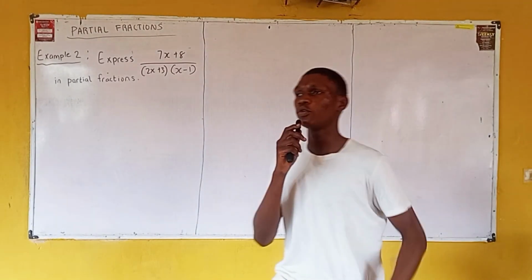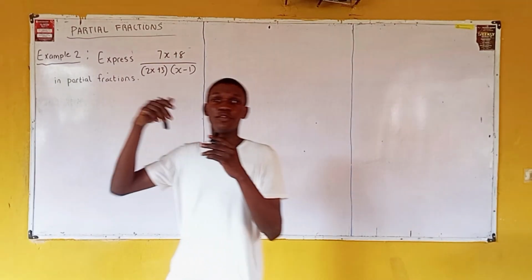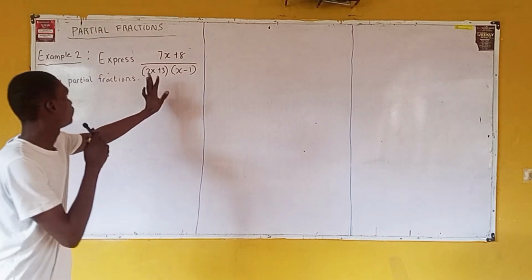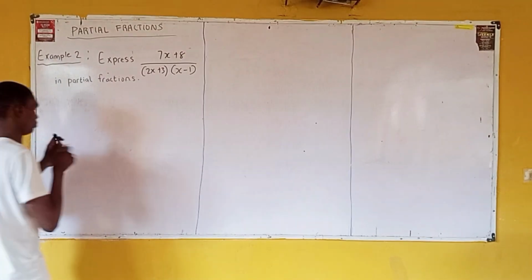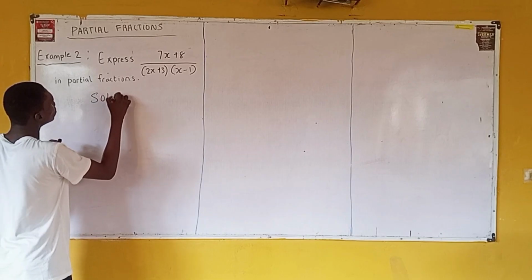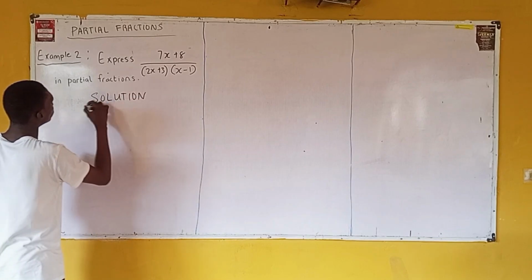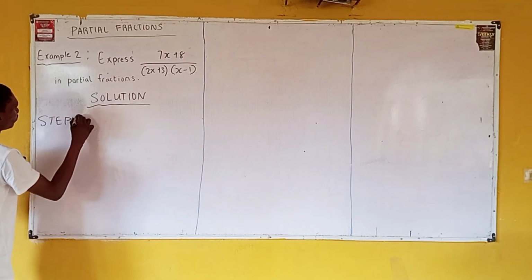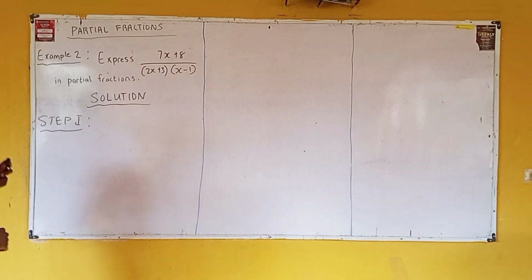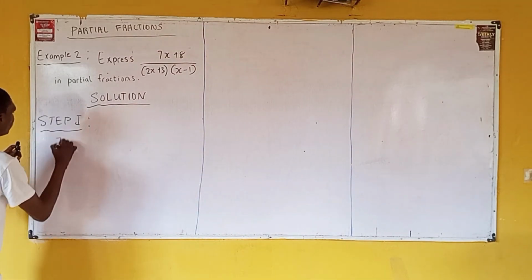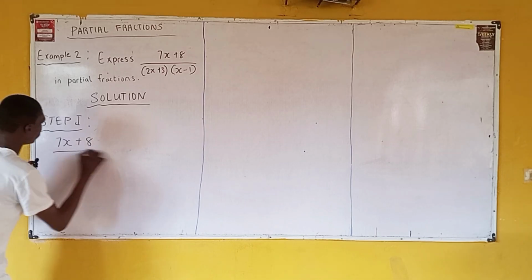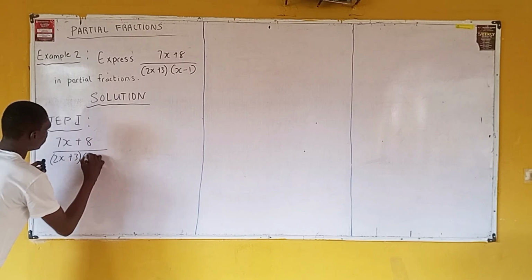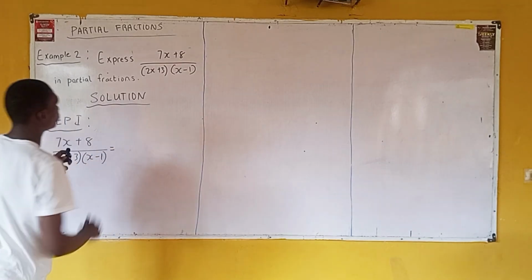All right. So let's take one more example on when the denominator has all linear factors. So here, we have been given the linear factors straight up. So what do we do? Solution. All right. So step one. Step one is to what? We have to bring it out and say 7x plus 8 over 2x plus 3 in bracket x minus 1 in bracket will be equals to what?